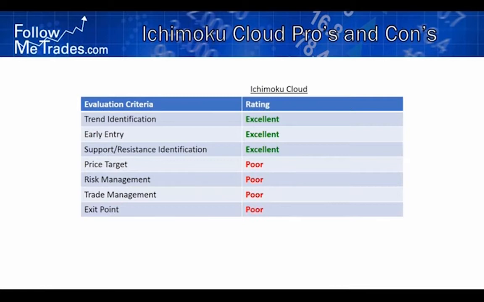Okay, so Ichimoku Cloud, excellent on entry, but bad on price target, also bad on exit points. Yeah, I think it is bad on exit points, because even though you have a support or resistance region, it doesn't really tell you when the trend has changed until it's broken through, and that's pretty late.